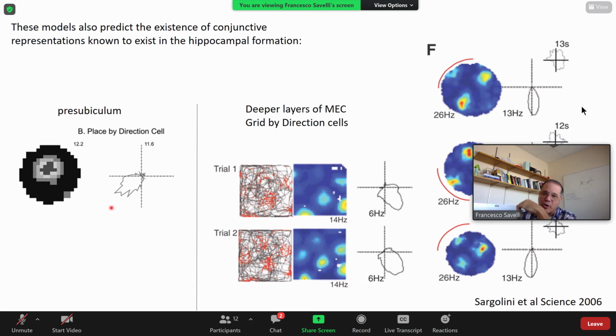But still, the model predicts that there should be cells in the brain that fire as a grid cell, but only when the animal is pointing in a certain direction. And guess what? There are these types of cells. So, you know, presubiculum and deep layers of MEC, you can see, okay, let's look at this grid cell, right?